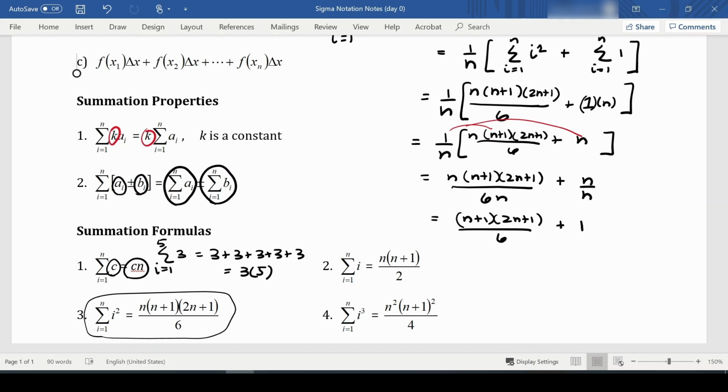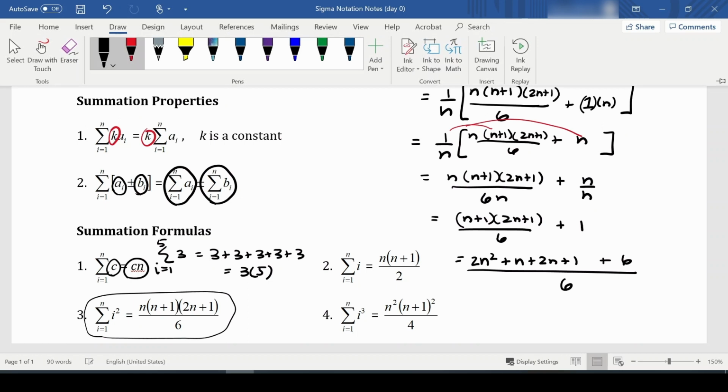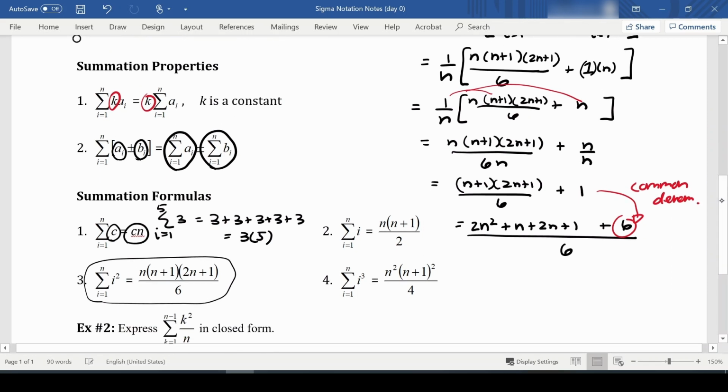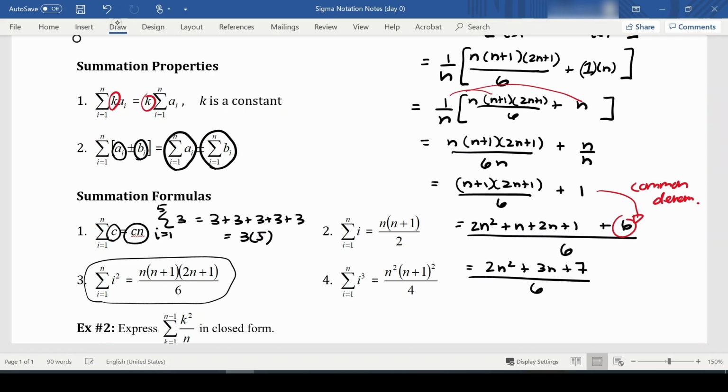Now, we usually like to make common denominators. So this is going to be 2n squared plus n plus 2n plus 1 plus 6 all over 6. So all I did here was common denominators. And then on the top, we can just fix this up a little bit. So we end up with 2n squared plus 3n plus 7 all over 6. This is called closed form.